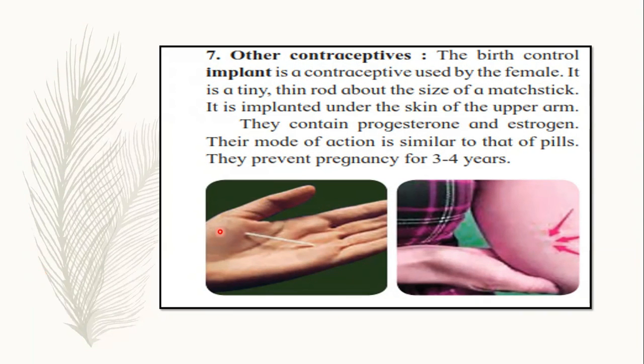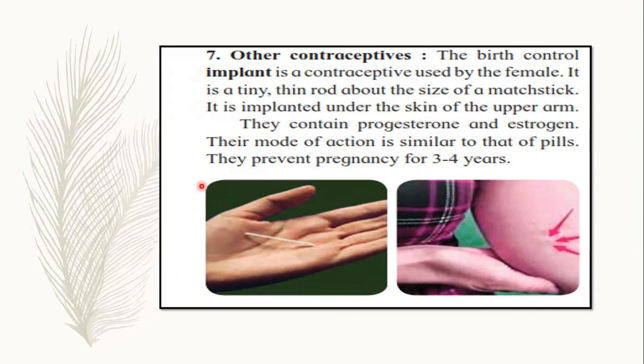Other contraceptives: the birth control implant is a contraceptive used by the female. It is a tiny, thin rod about the size of a matchstick, as you can see here. It is implanted under the skin of the upper arm. They contain progesterone and estrogen. Their mode of action is similar to that of pills and they prevent pregnancy for 3 to 4 years.